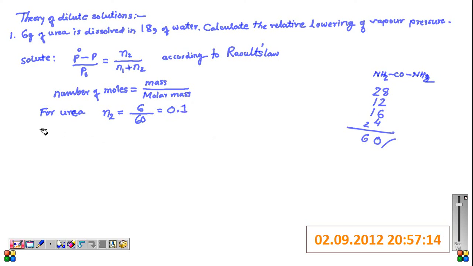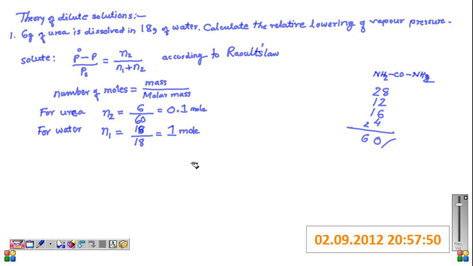And now the number of moles of solvent. Water is a solvent here. For water, number of moles of water N1 is equal to mass of water, 18, divided by the molar mass of water. Molar mass of water is 18. 18 by 18 is 1 mole. So N2 is 0.1 mole, and N1 is 1 mole.